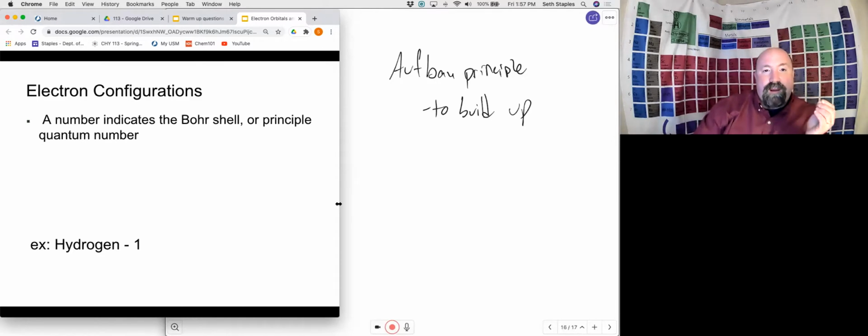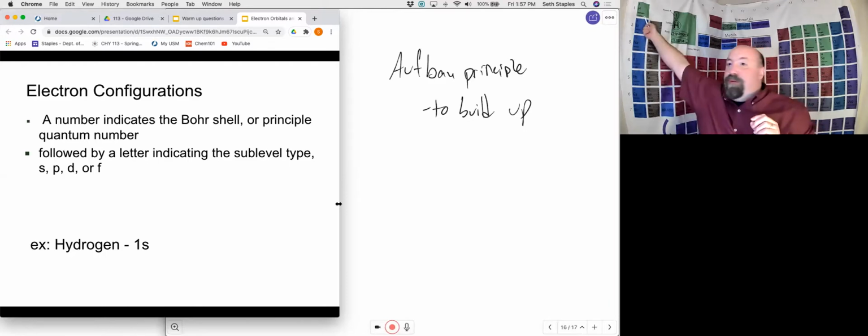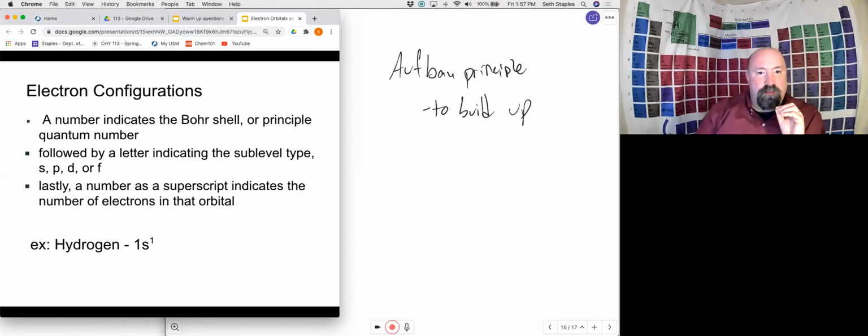Within Bohr shell 1, the only type of sublevel that exists is an s sublevel. And so that's what comes next in our electron configurations, what type of sublevel the electron is in. Hydrogen, atomic number 1, just one electron. And so that's what comes next, saying how many electrons are in that sublevel. And we denote that with a superscript. And the way that we actually say this is 1s1.